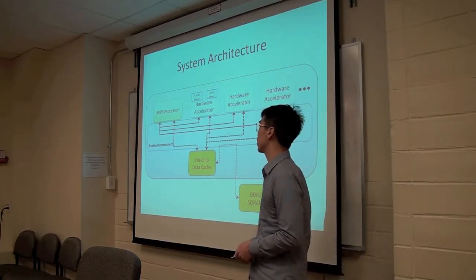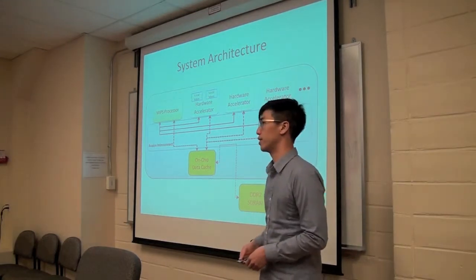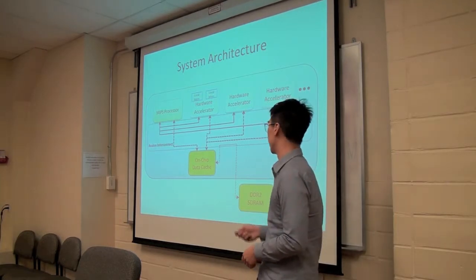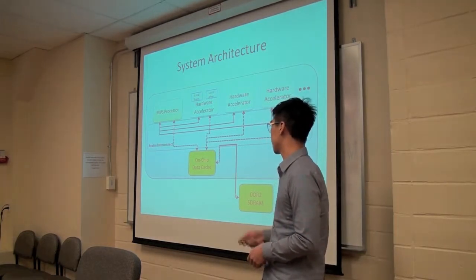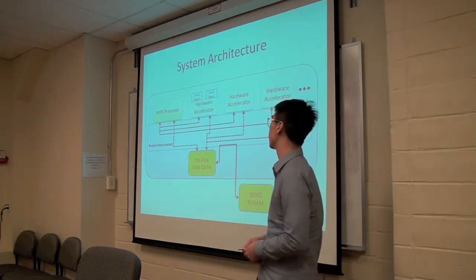Whenever the processor or an accelerator accesses memory, it first goes to the on-chip cache. Now, if it's a cache hit, the data is returned to the requester in a single cycle. And if it's not, then the on-chip cache accesses the off-chip DDR2 memory to burst and fetch a cache line.